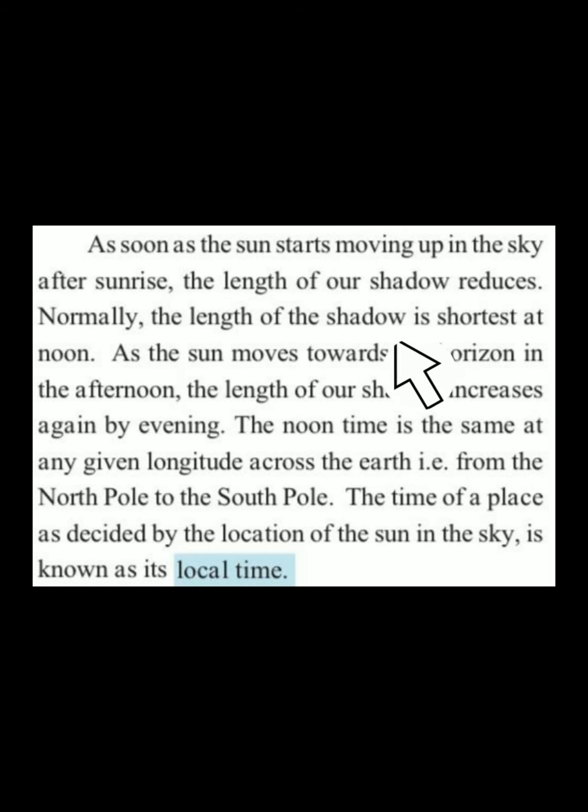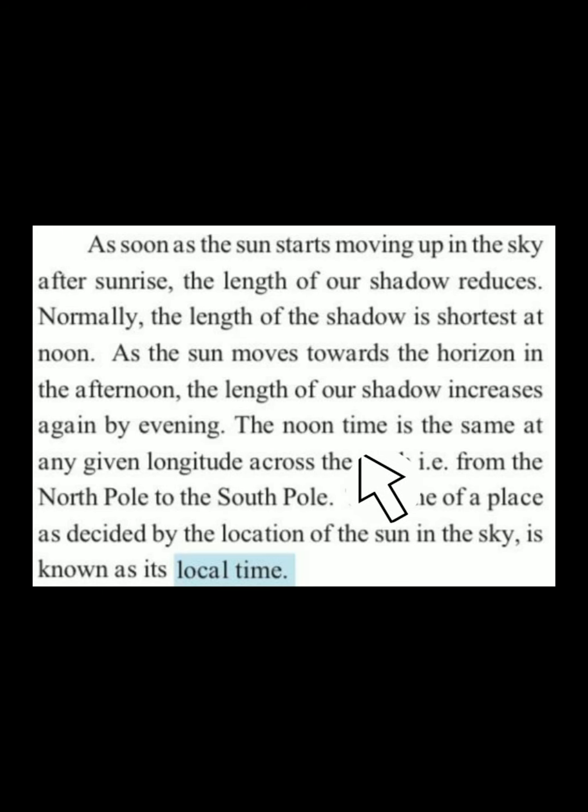Normally the length of the shadow is the shortest at noon. So the shadow in the afternoon is always the shortest, and those that you see in the morning and in the evening, my dear students, are much longer when you compare them with the afternoon shadow. As the sun moves towards the horizon in the afternoon, the length of the shadow increases again by evening. In the morning it is very large, at noon it becomes shortest, and by the time evening is coming, the shadow increases again.